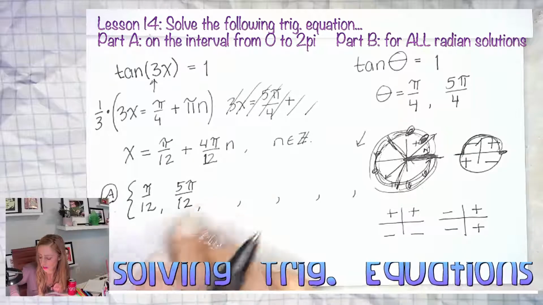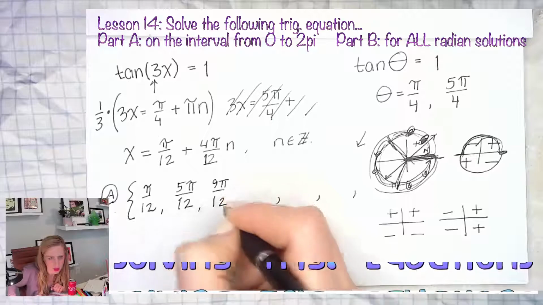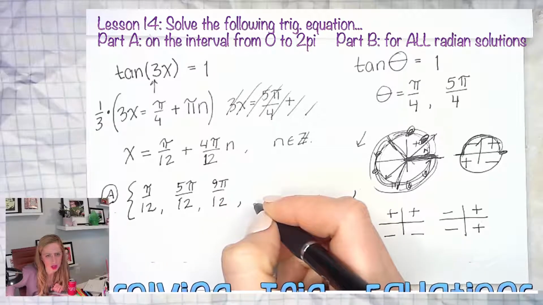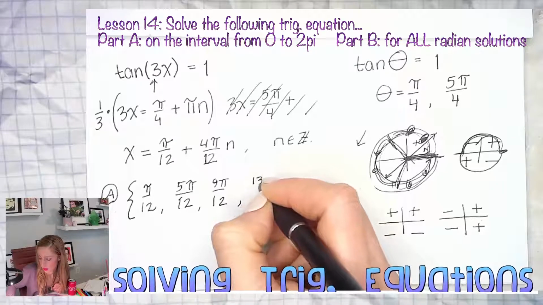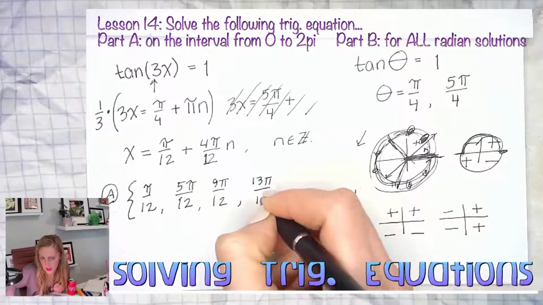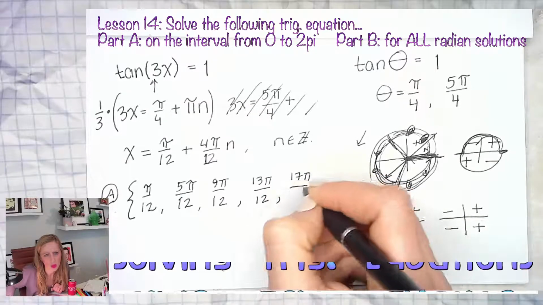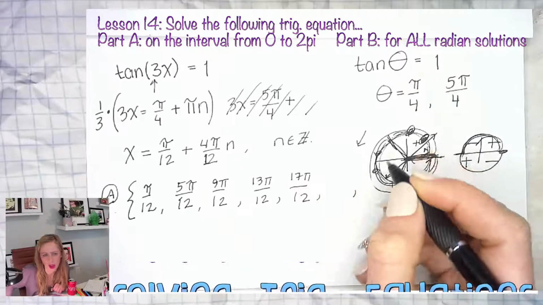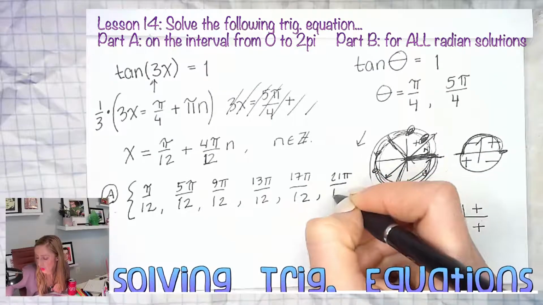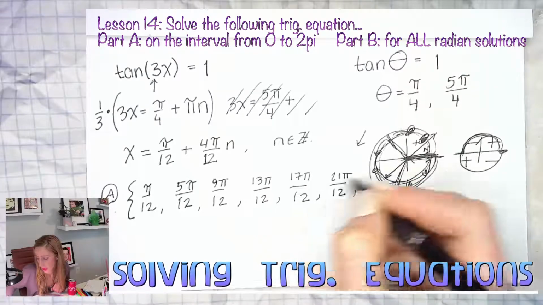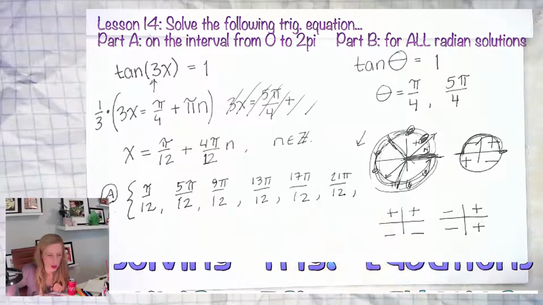Go ahead, Nolan. 9 pi over 12. Good. Give me the next angle. Let's go, Amelia. 13 pi over 12. Good. Give me the next one, Danny. 17 pi over 12. Okay. Give me another one. Go ahead, KF. 21 pi over 12. And if you were to keep going and add one more of these 4 pi over 12s, we'd get 25 pi over 12.